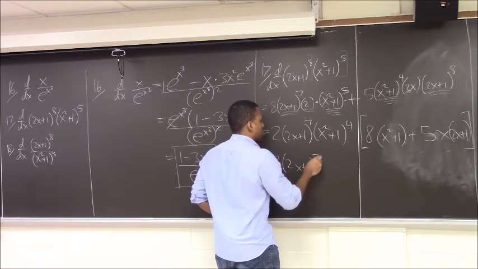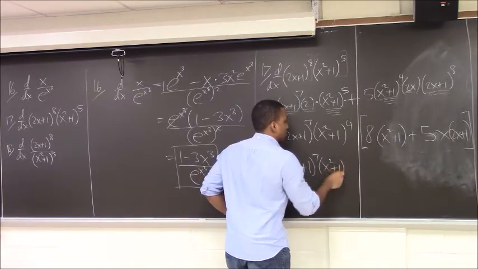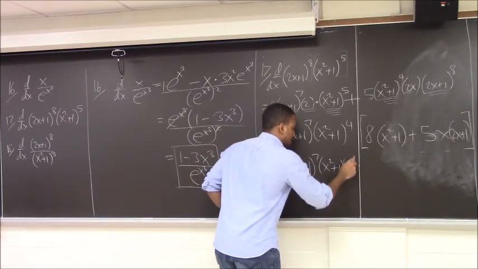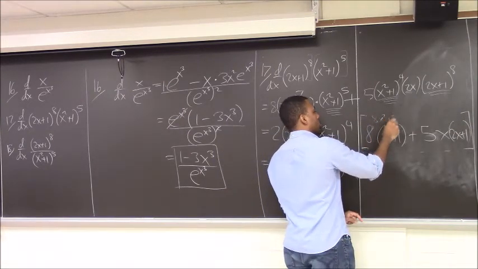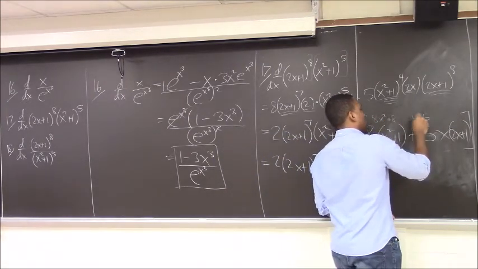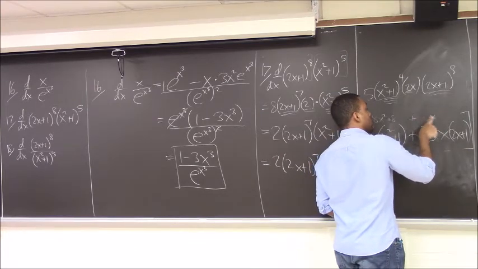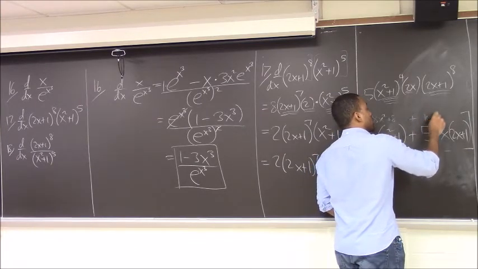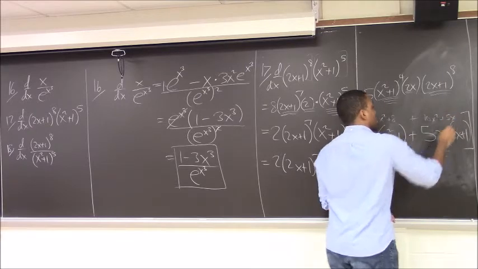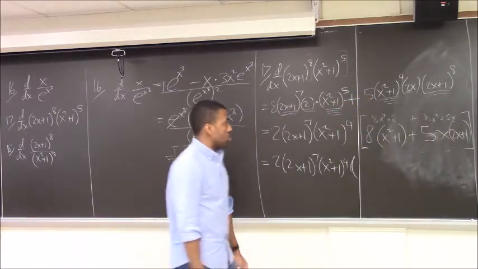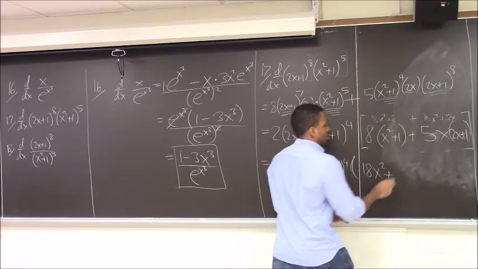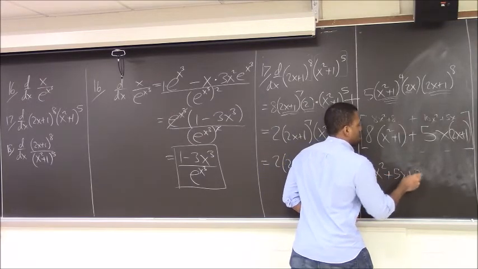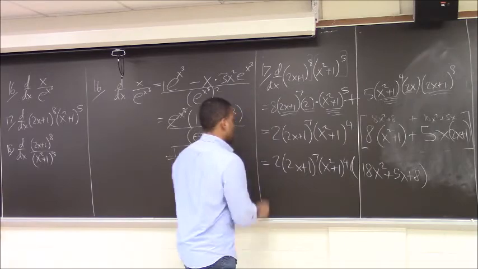At this point, we can simplify a little bit. So this guy, you realize this would be 8x squared plus 8, plus this would be 10x squared plus 5x. So you can combine all of those and you would get 18x squared plus 5x plus 8. So that would be the answer.